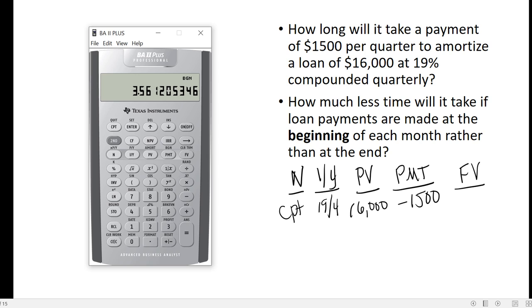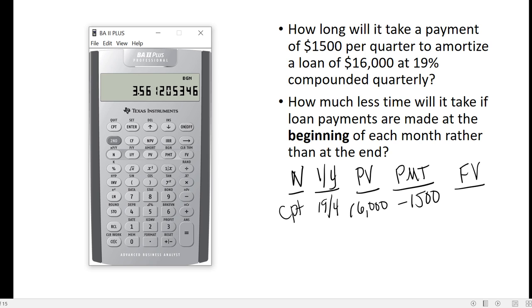So it would take us 3.8 years to pay off that loan as an ordinary annuity or paying it at the end of the period. It would take us 3.56 years to pay it off if we made the payment at the beginning. So we're saving a little bit of interest by making that payment at the beginning of the quarter.